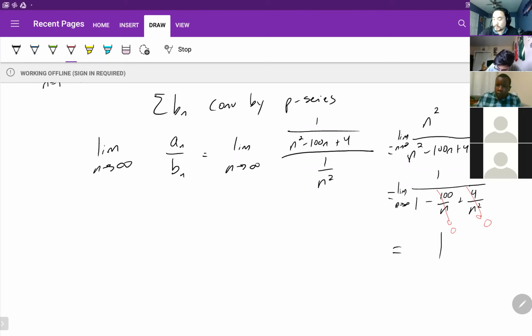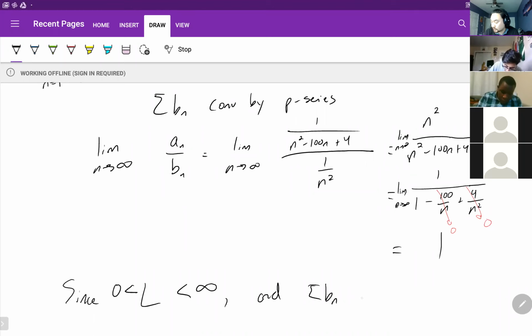Yeah. So what just happened? Is that a finite number? Yeah, this is the first case, right? Since L is finite, and we know that b sub n converges, what can we say about a sub n? It also converges. Why? Because of the limit comparison test. And that is your write-up.